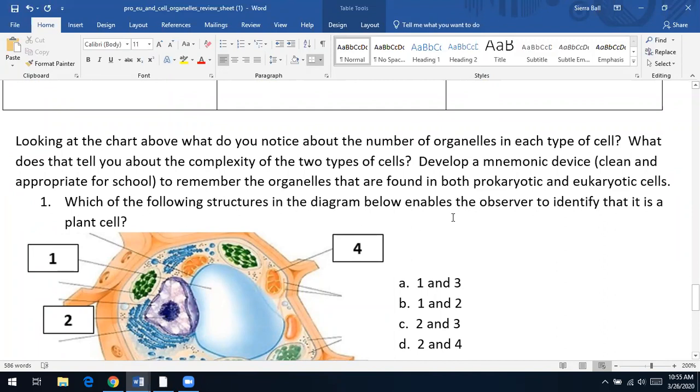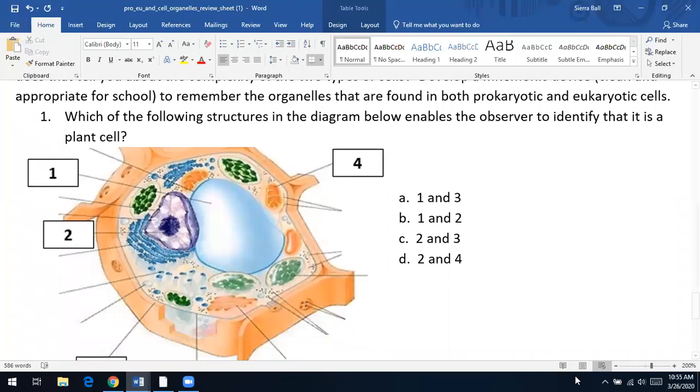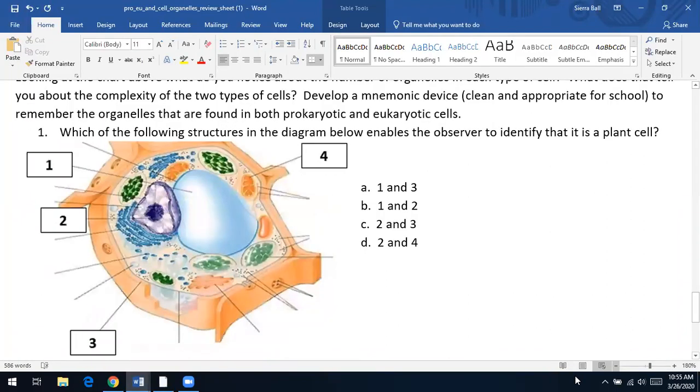All right, question number one. Which of the following structures in the diagram below enables the observer to identify that it is a plant cell? Just by looking at this picture, you should know that this is a plant cell. What I would do first to answer this is identify the organelles. What is number one pointing to? The vacuole.